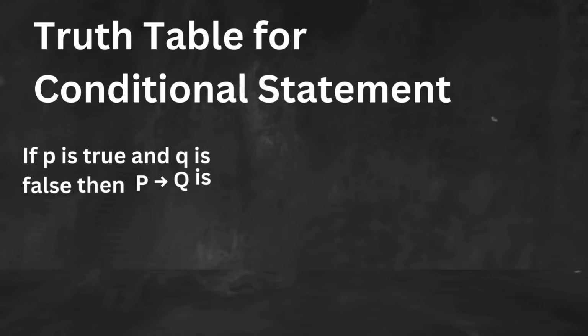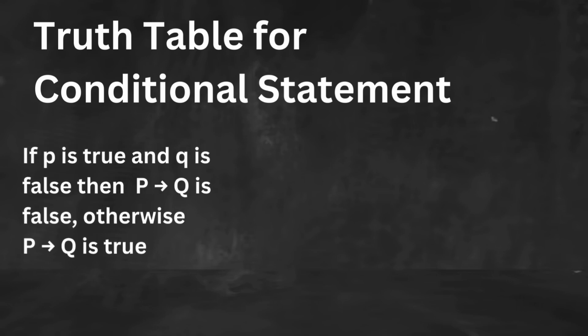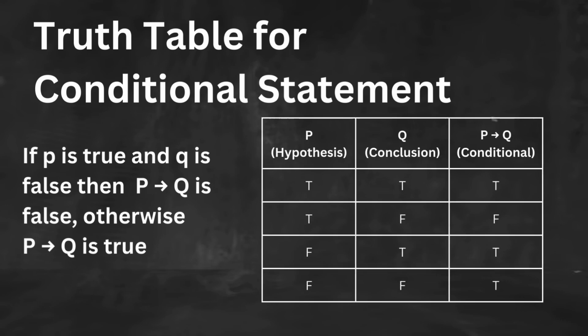Truth table for conditional statement. If P is true and Q is false, then P→Q is false, otherwise P→Q is true. Look at the table, the result of the second row is false because P is true and Q is false, and all other rows have a true result.